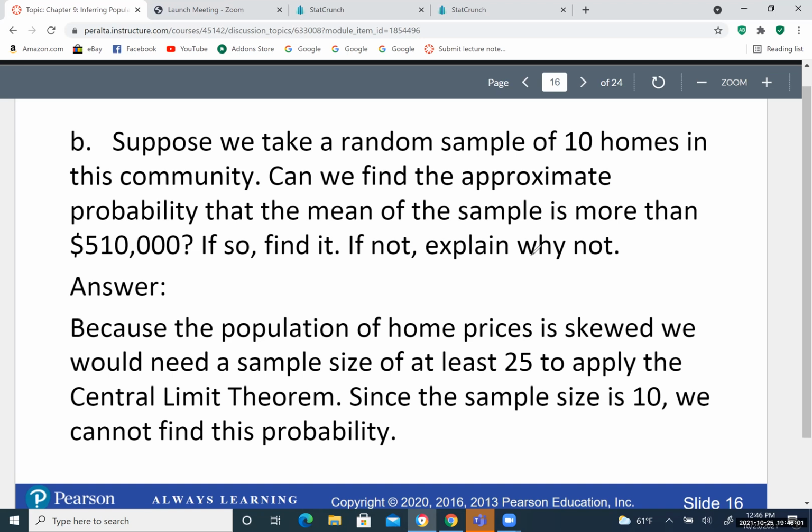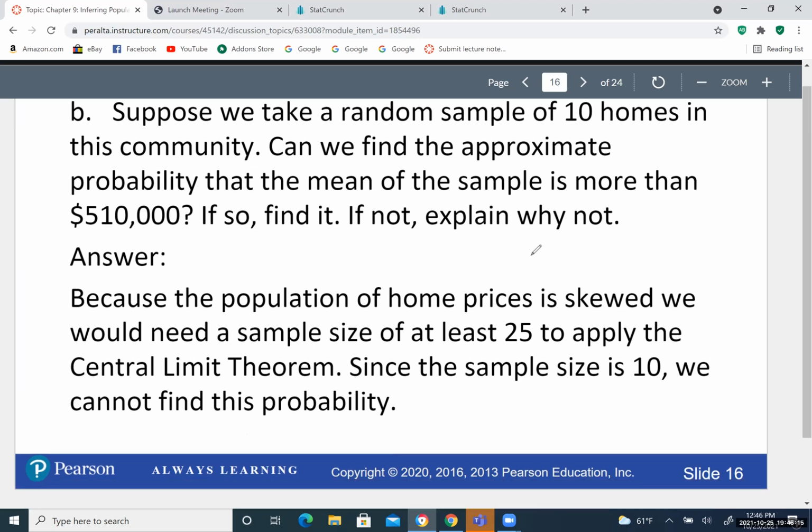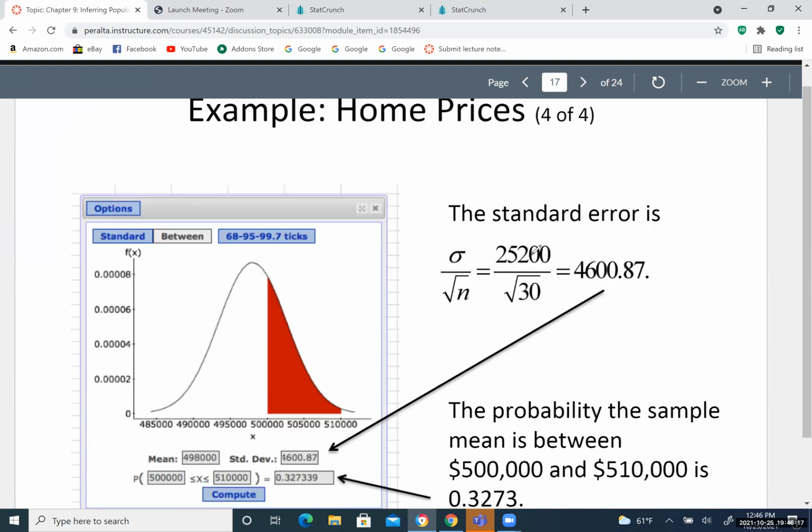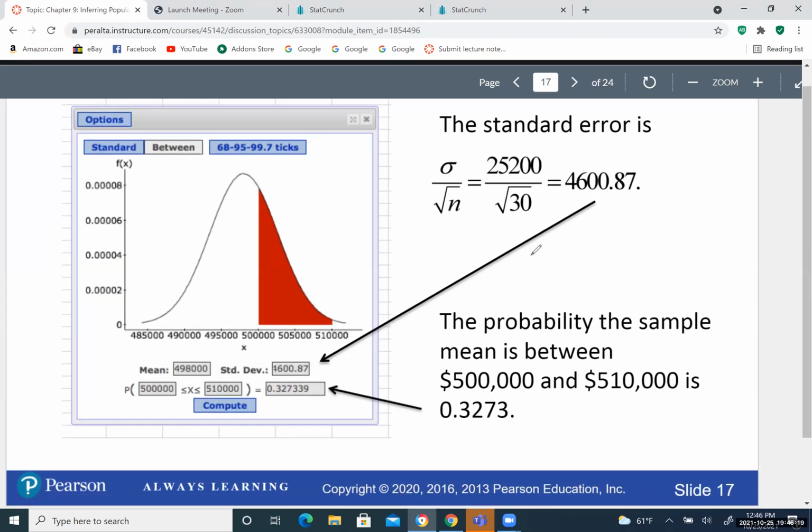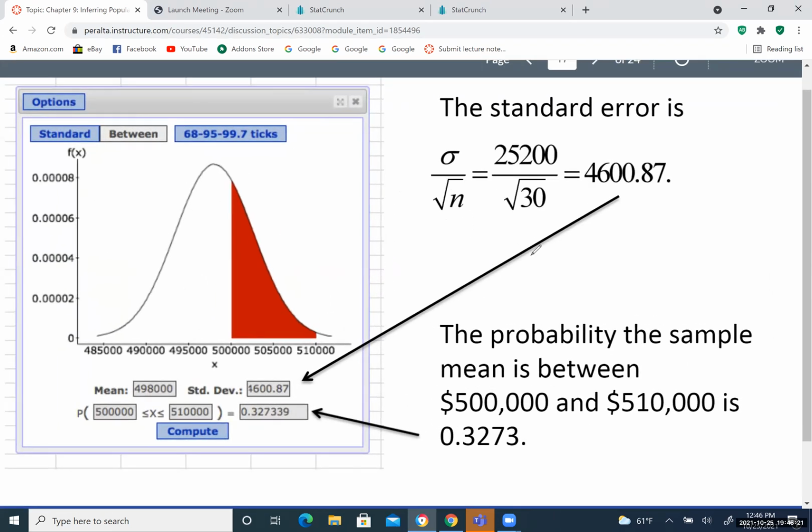So let's check out part B, then we can see the solution and how they run it. Suppose we take a random sample of 10. It's similar to the example about 10-year-old boys. So here they run StatQuant. We get a standard error by taking that value divided by the square root of 38. We have 4,600.87. You put in that box. The mean is 498,000.